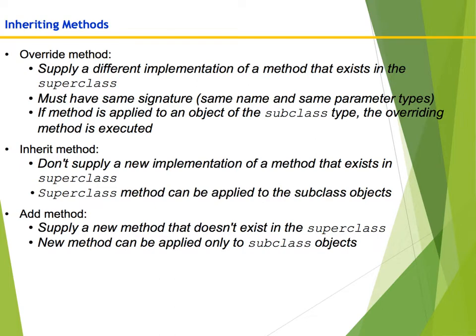And then the third type of inheriting methods in Java is to add a method. You supply a new method that does not exist in the superclass. So new methods can be applied only to the subclass objects because the superclass doesn't have those methods.